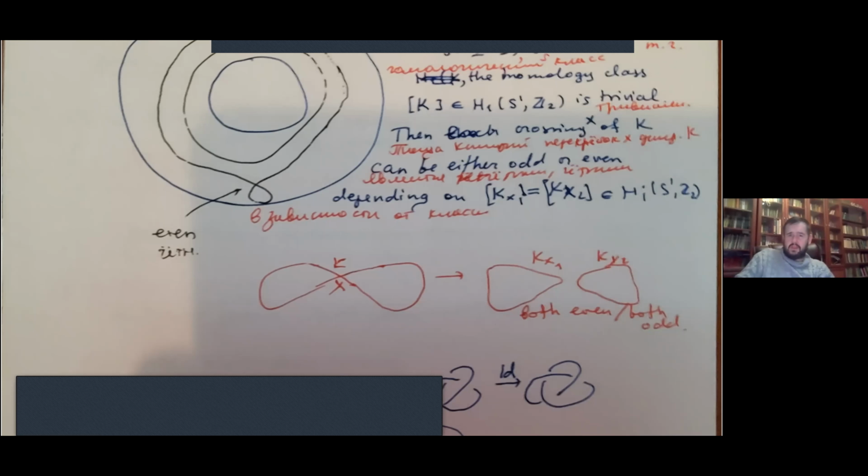Это означает, что вот эти две половинки, так сказать, они либо обе четные, либо обе нечетные. Так что мы можем просто взять любую из них и не думать, какую именно мы берем. So we can take any of those halves without actually taking care of whether we take right or left. So we have this picture, and we decree the parity of a crossing to be the parity of either of those two halves.